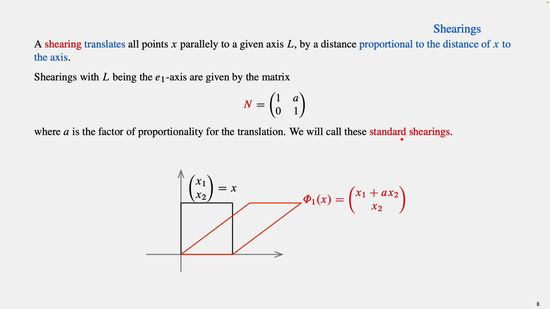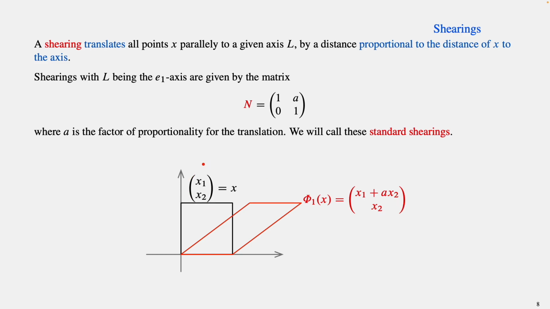And these will be called standard shearings. And here we have an image. What happens with this box here, when it gets sheared, it becomes a parallelogram. And you can see all the points that are not on the E1 axis are translated a certain distance parallel to the E1 axis. So, for example, the points on the E2 axis, they all get translated onto this line here. And it's clear that the higher up they are on the E2 axis, so the larger the distance to the E1 axis is, the further they get translated by this shearing.